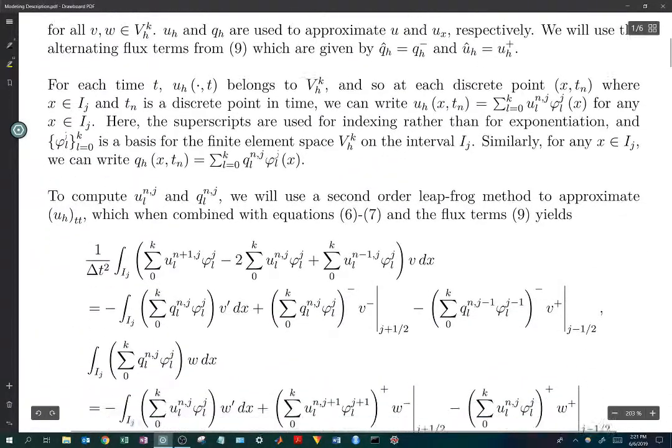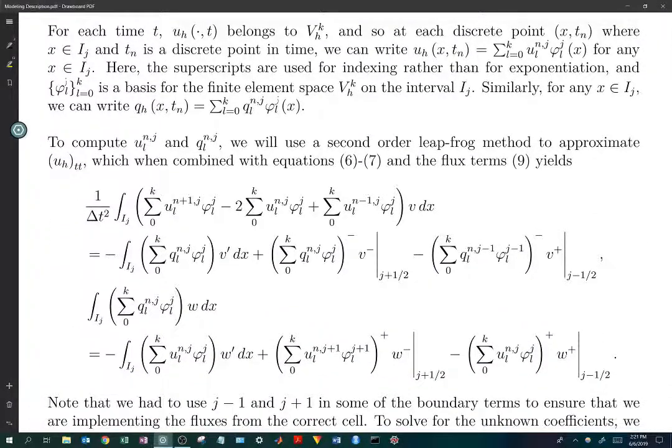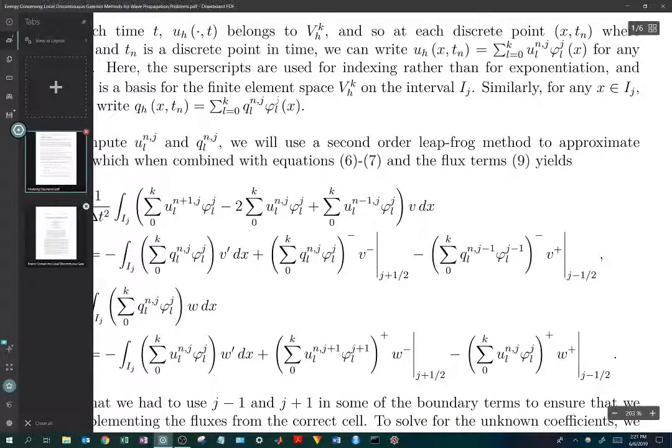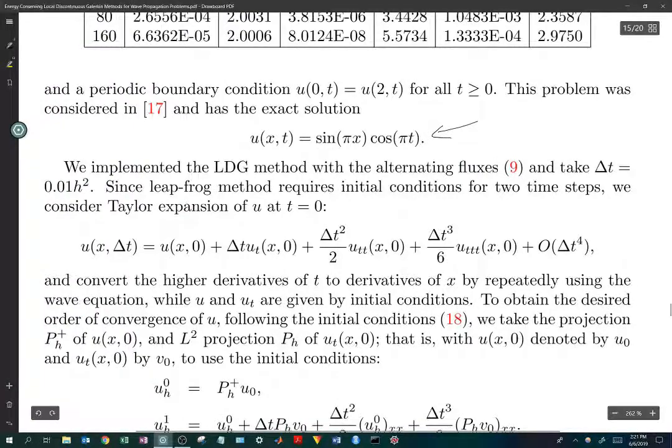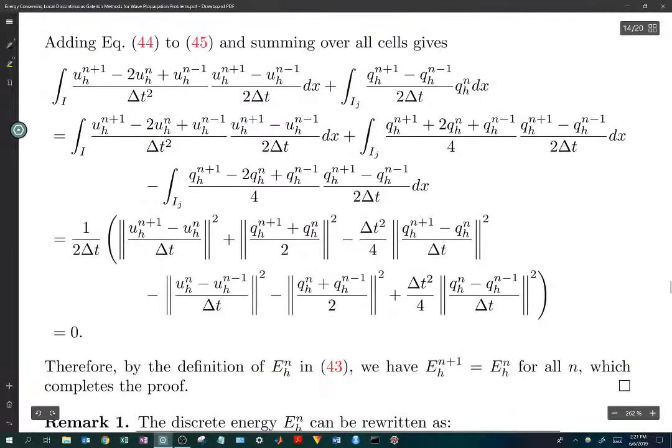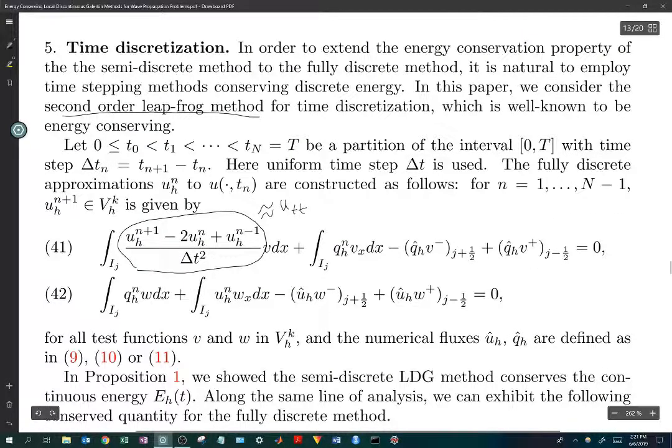Okay, so let's see here. We had the second order leapfrog method. So basically what I did here is I just took that, if we go back here, where is it? Here. So these are the equations that we use to implement it. This u_tt being approximated by this leapfrog here.